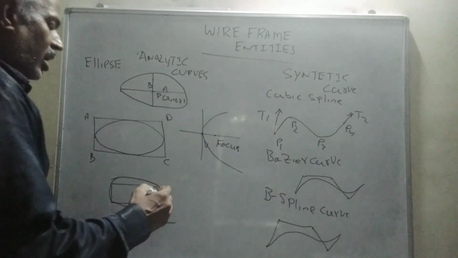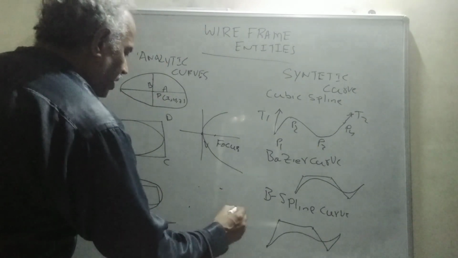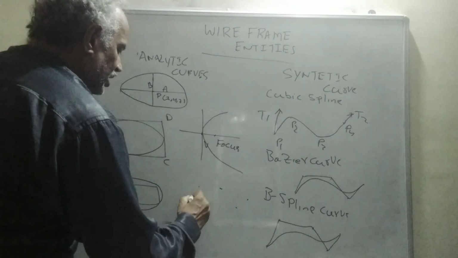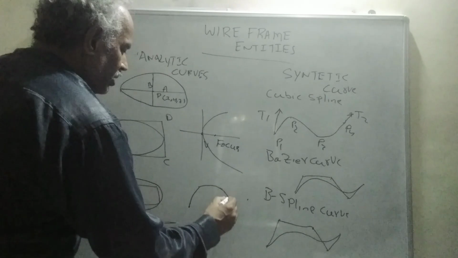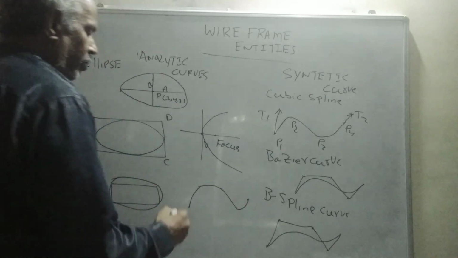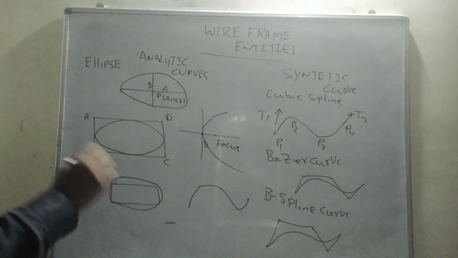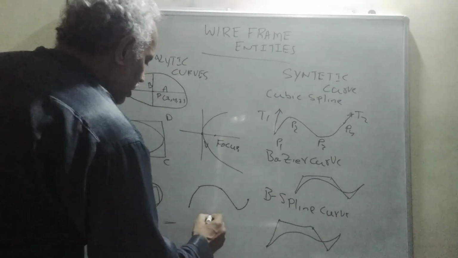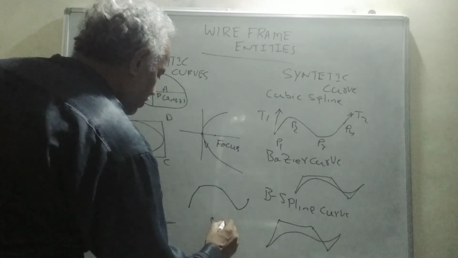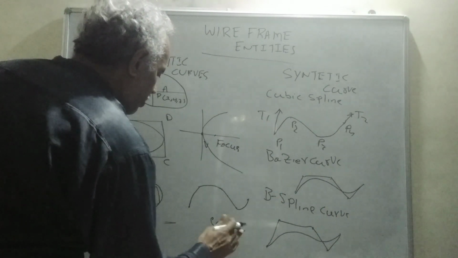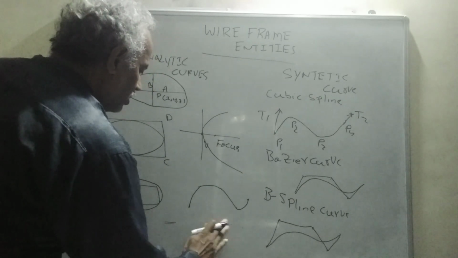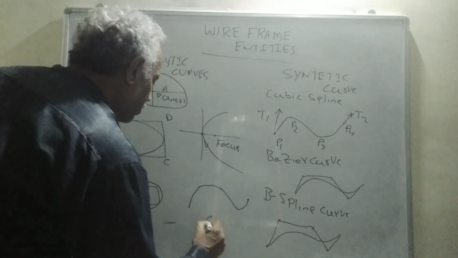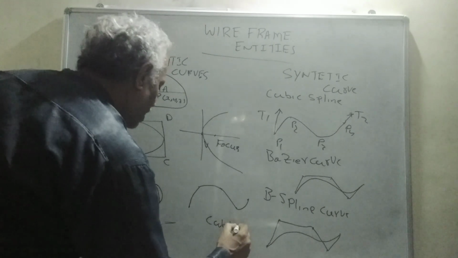And similarly, if you give a number of points, you can draw a cubic curve by interpolating the coordinates. This is a cubic curve. Cubic spline, cubic interpolation.